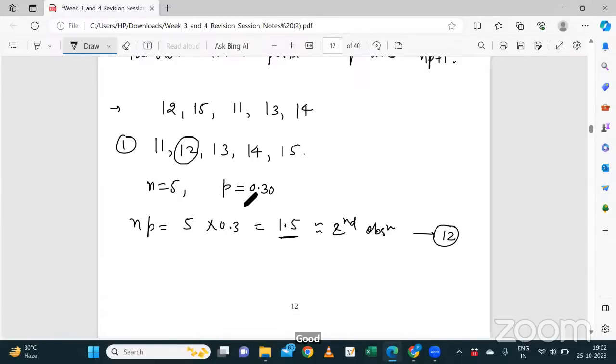Sir, I have a doubt here. Let's say we go ahead with the 36th percentile and we end up with 1.8, and again the closest one is the second observation. So the 12 will again be the 36th percentile. Yes. This is a very, very small data set that we actually have.